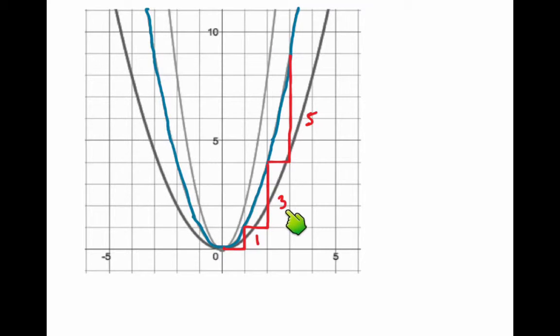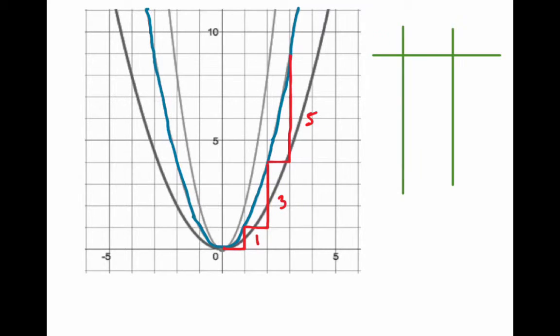This 1, 3, 5, if your A is 1, this is always going to be your pattern. I'm actually going to make a little table over here so I can keep track of it. If A is 1, then the first time I go over 1, I go up 1. The next time I go over 1, I go up 3. And the next time I go over 1, I go up 5. Just going to keep track of that.